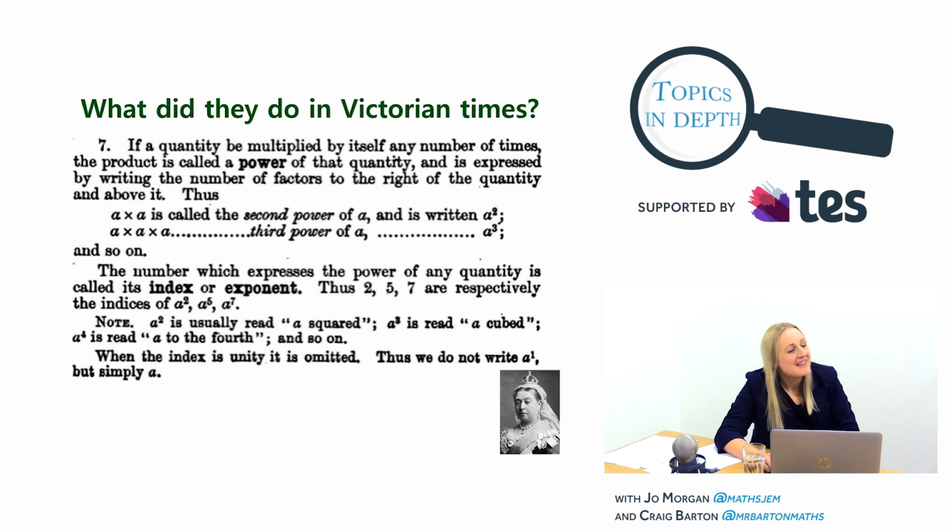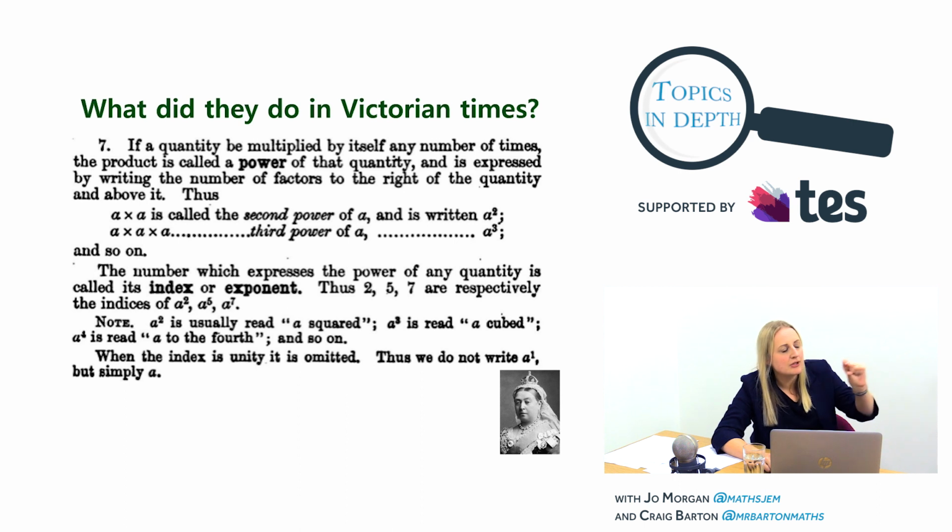This is an explanation from Victorian times. If a quantity be multiplied by itself any number of times, the product is called a power. So remember, it's the product. The whole thing is the power. Okay, yeah. So they're on board with me. Okay, good. And they're saying that a times a is called the second power of a, and so on. And they're saying we call it an index or an exponent.